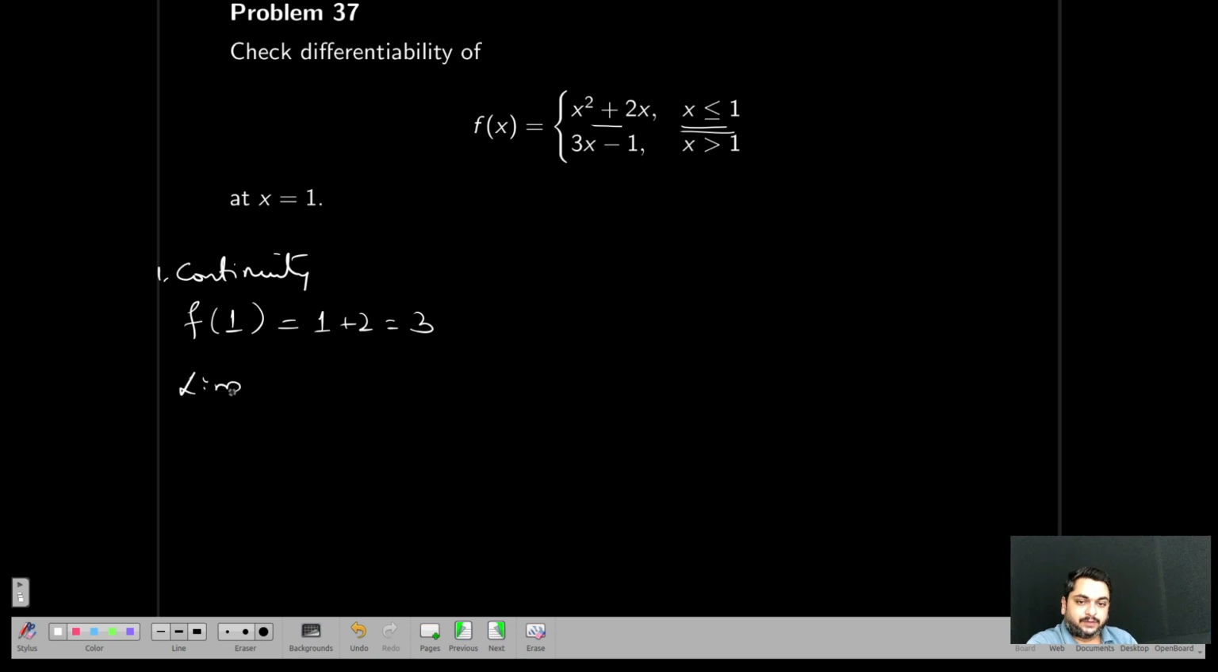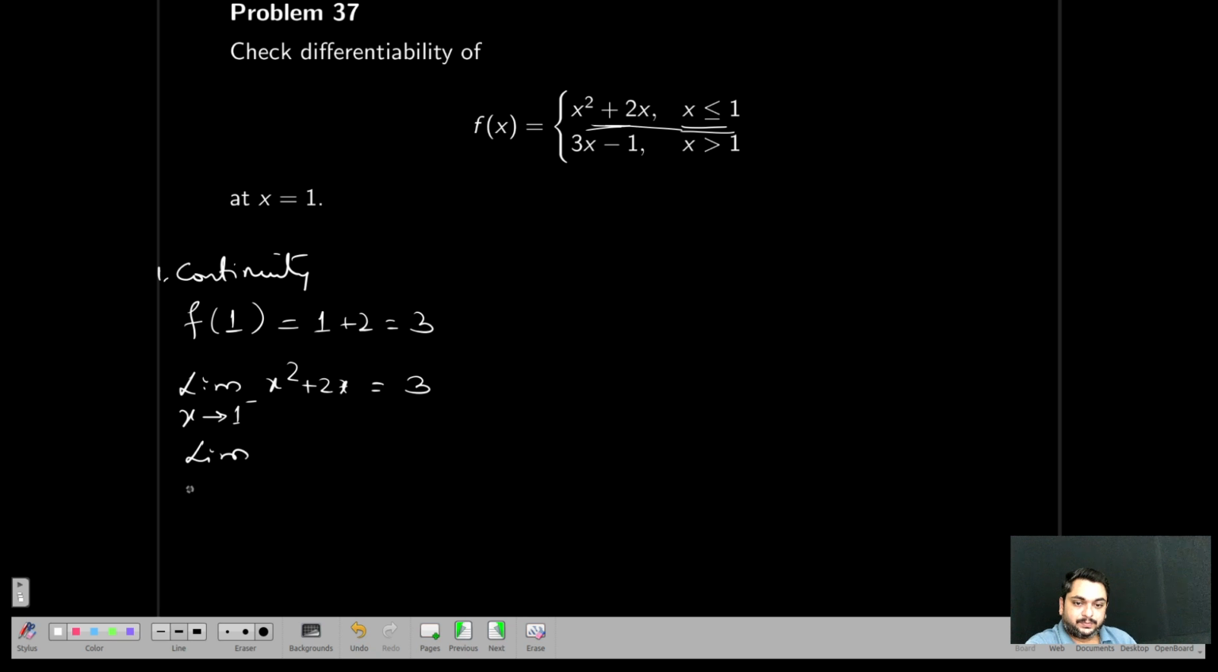Then check for the left hand limit. So x approaches 1 from the left hand side. So which function I have to consider? This one again, because x is less than 1. So x square plus 2x. So substitute the value, we will get 1 plus 2 is 3.